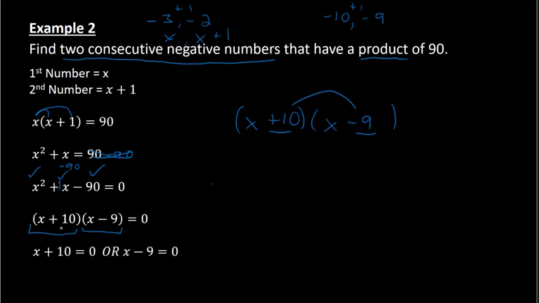So either x plus 10 is 0, or x minus 9 is 0. And then to solve, I can subtract 10 from both sides. So here we have x equals negative 10. And then here we can add 9, so that x equals 9. So x equals negative 10, or x would equal 9.